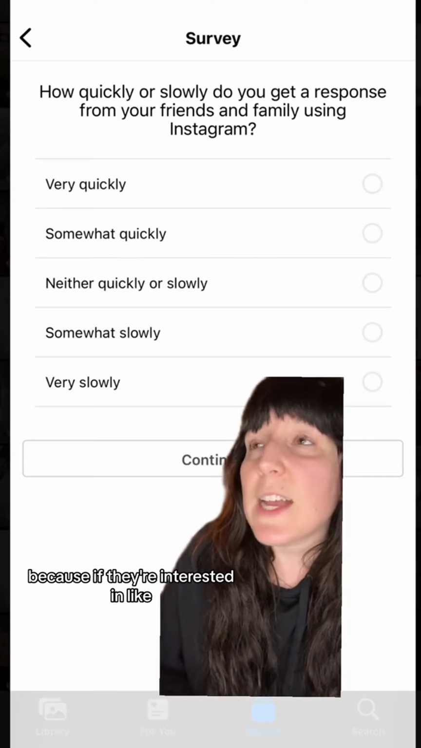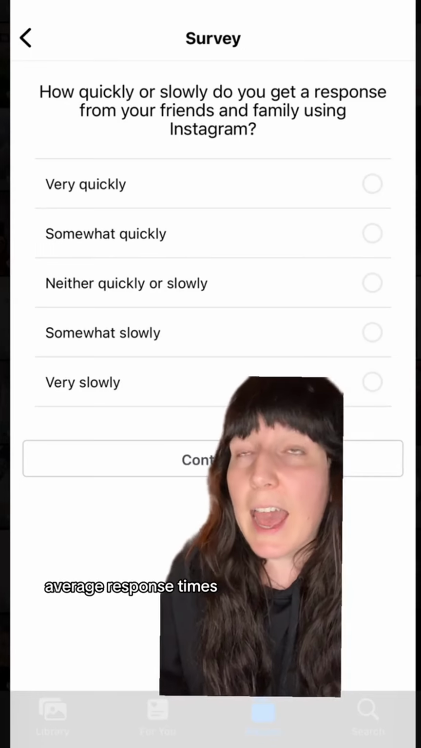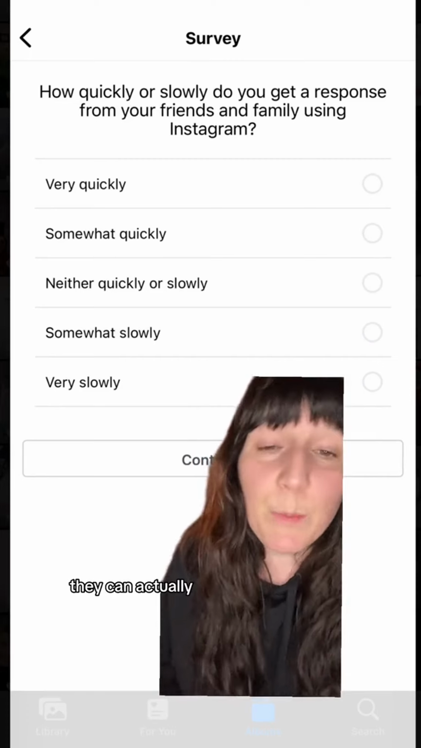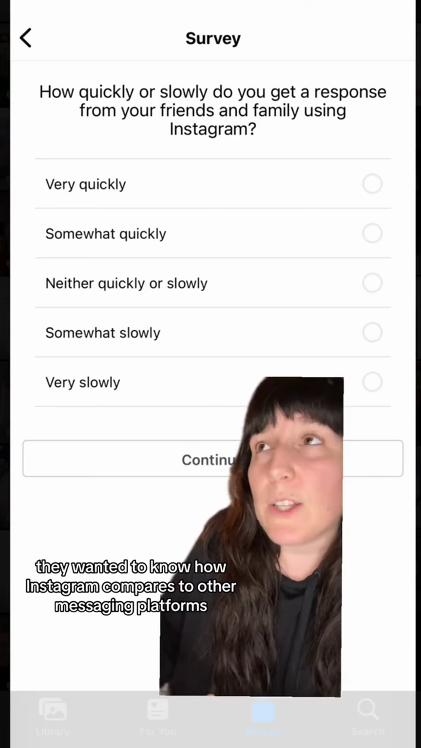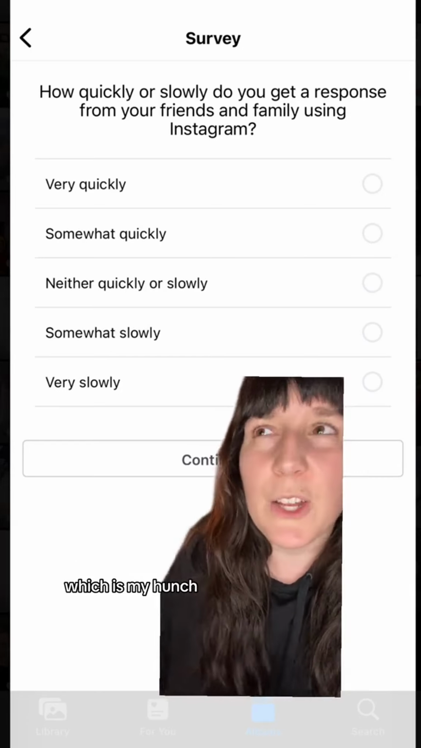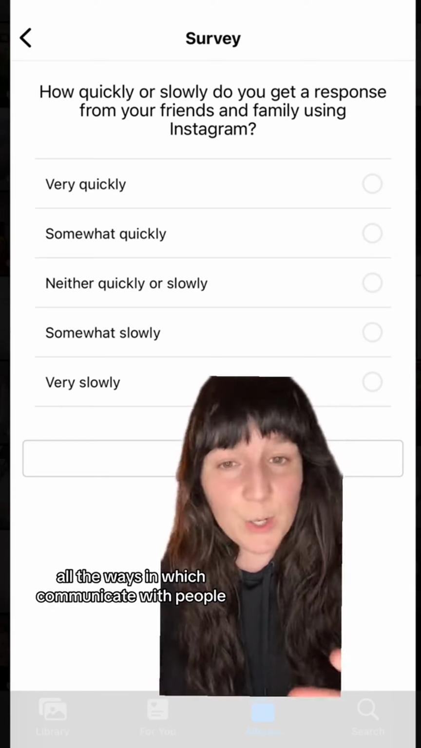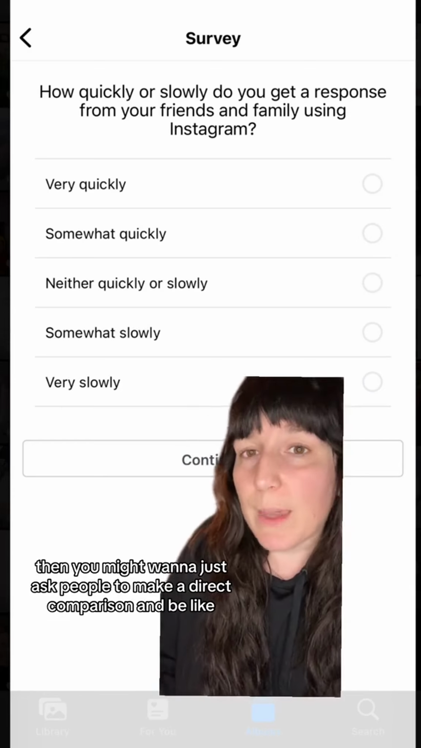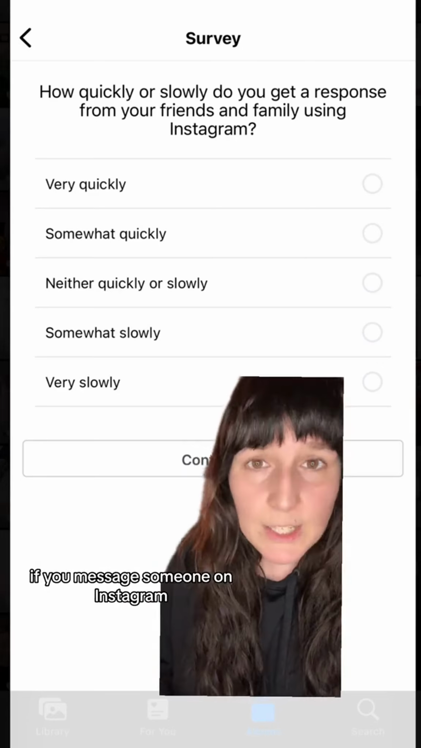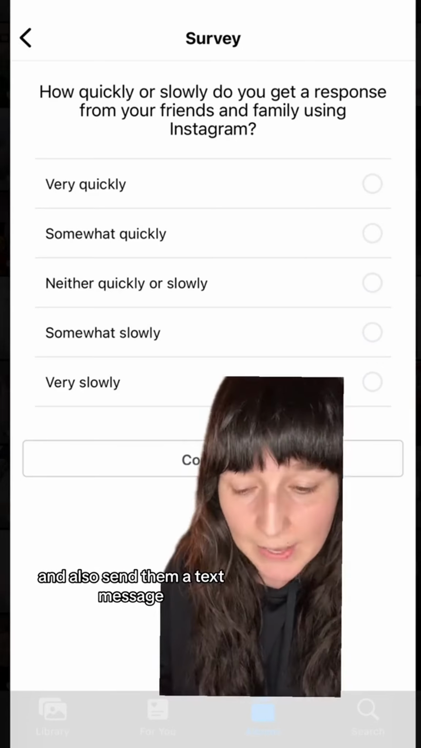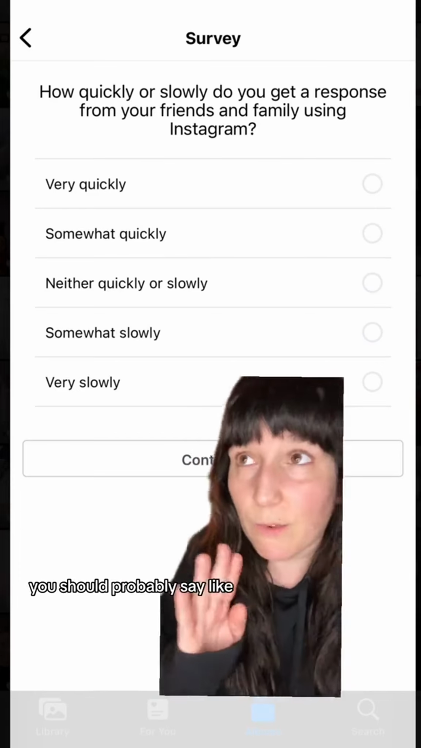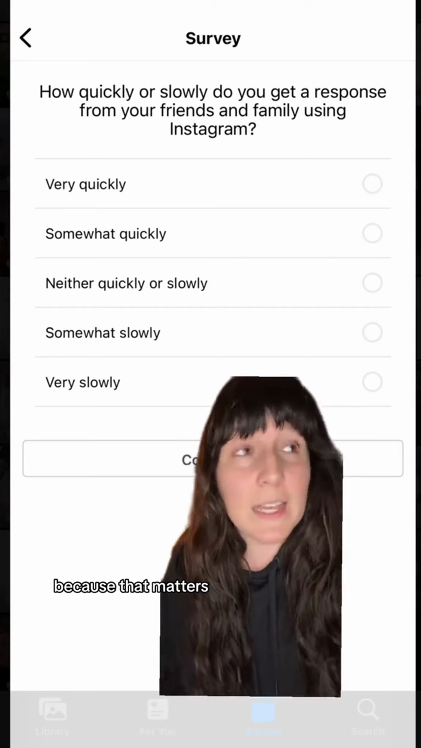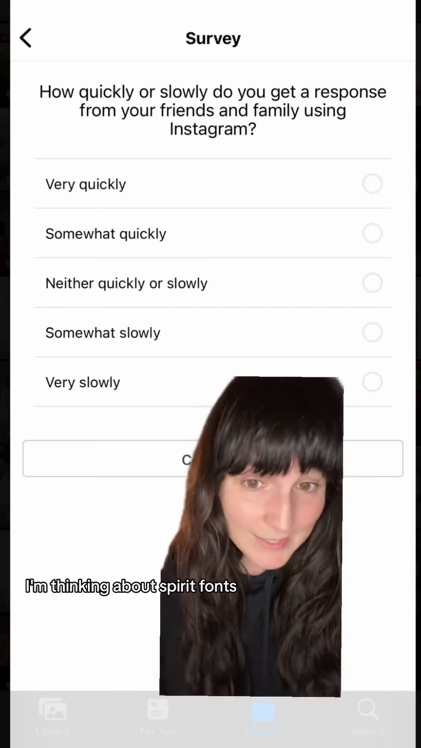Because if they're interested in average response times, they can probably find that out in their analytics for Instagram, right? If they wanted to know how Instagram compares to other messaging platforms, which is my hunch because earlier questions asked about all the ways in which you communicate with people, then you might want to just ask people to make a direct comparison: if you message someone on Instagram and also send them a text message, where would you be more likely to hear from them first? And by someone, you should probably say friends or family, clarify that relationship a little bit more because that matters in thinking about speed of response.